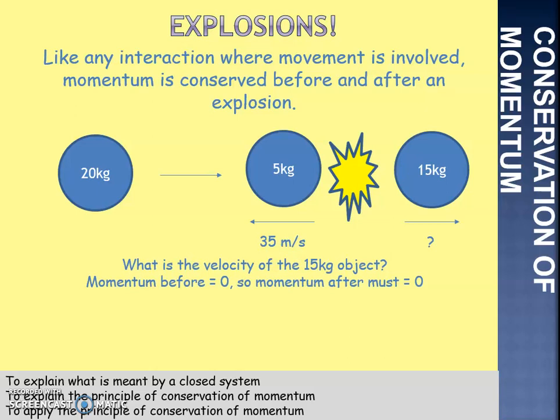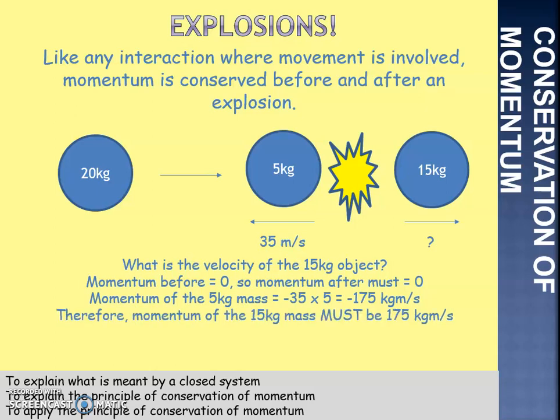So if we calculate the momentum of the 5 kilogram mass, then the opposite must be true of the 15 kilogram mass. Momentum of the 5 kilogram mass is minus 35 because it's going to the left, times 5, giving us minus 175. In order to ensure that momentum is conserved and it would be 0 afterwards, that means the 15 kilogram mass must have a momentum of 175. We then rearrange our calculation. Momentum divided by mass gives us velocity. That is 11.7 meters per second to the right.